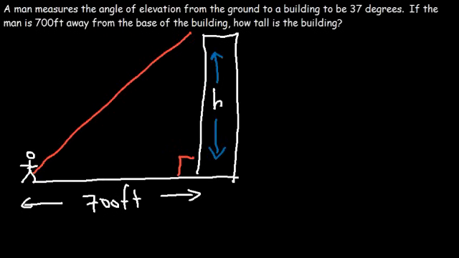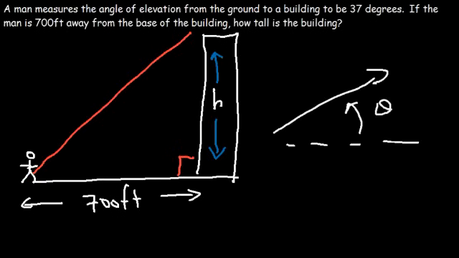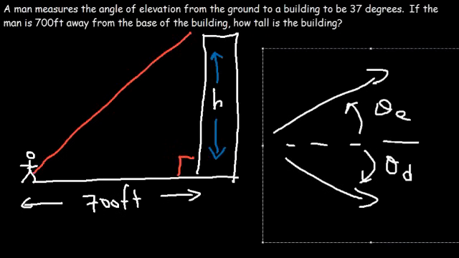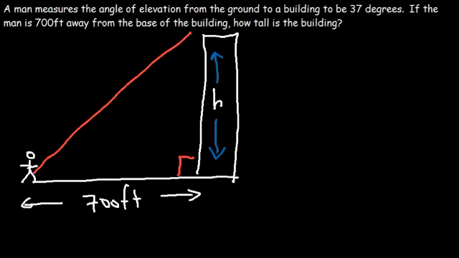The angle of elevation is the angle above the horizontal line. The angle of depression is the angle that's below the horizontal line. So this is the angle of elevation measured from the ground to the building. So go ahead and solve for h. Feel free to pause the video and work on this example.